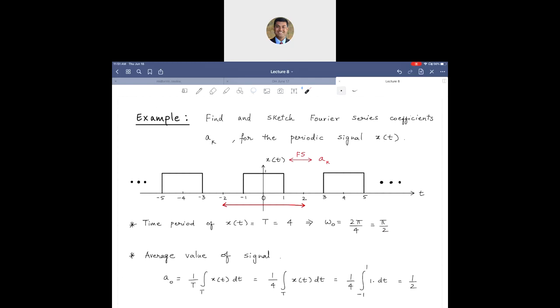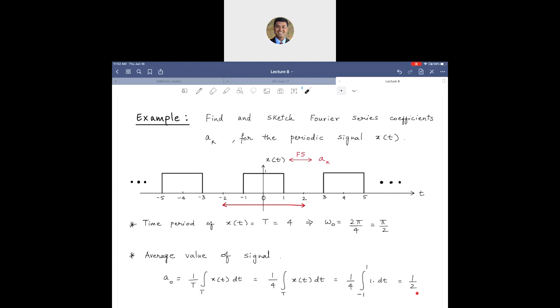So 1 over T, that is 1 over 4, integration from negative 1 to 1. Because negative 2 to negative 1 is 0, and 1 to 2 is also 0, you are essentially evaluating only from negative 1 to 1. And during that time, x of t is 1, dt. So you evaluate that a sub 0 to be half.